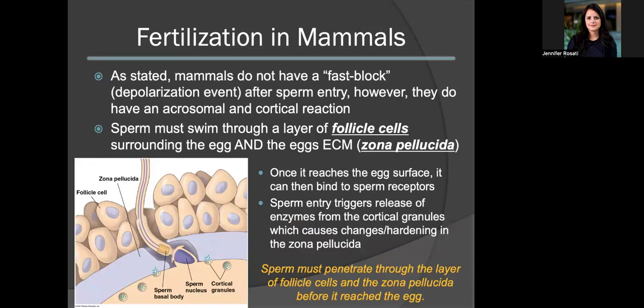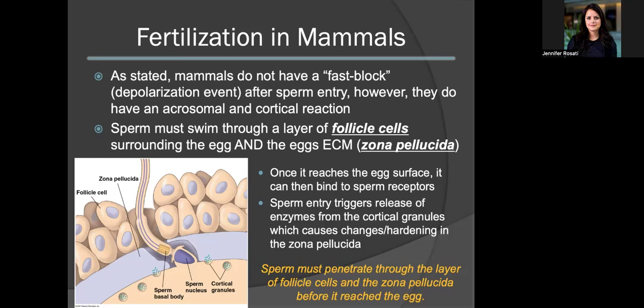As stated previously, mammals do not have a fast block or depolarization event after sperm entry. However, they still have an acrosomal reaction and cortical reaction, meaning that the hydrolytic enzymes are still released and the cortical granules will also still be released. In general, sperm must swim through a layer of follicle cells that surround the eggs, as well as the zona pellucida, which is the extracellular matrix of the egg. Once the sperm reaches the egg surface, it can then bind to sperm receptors.